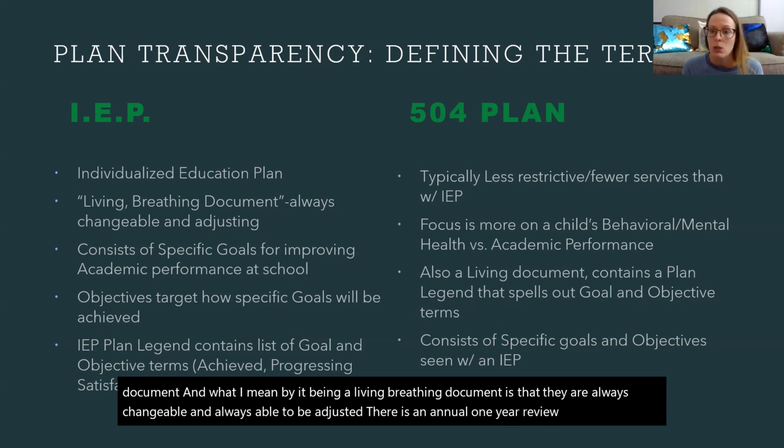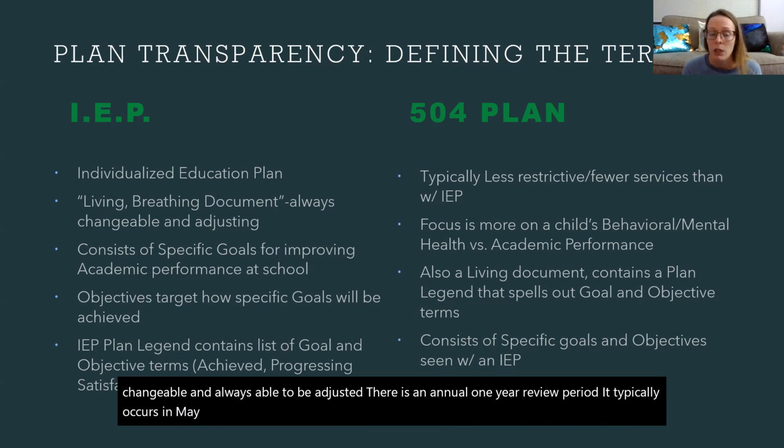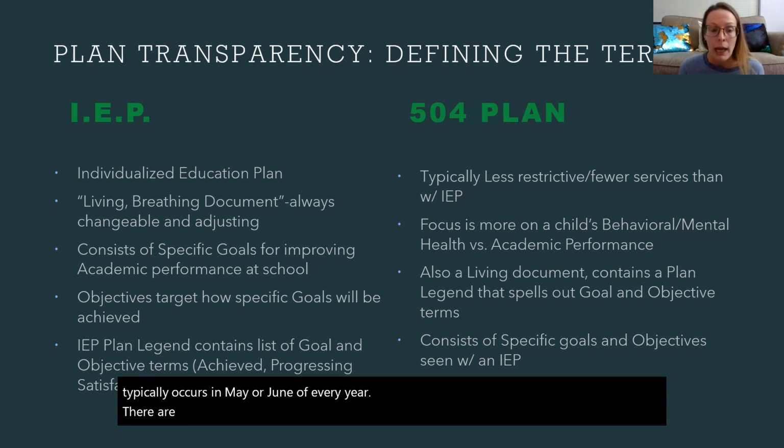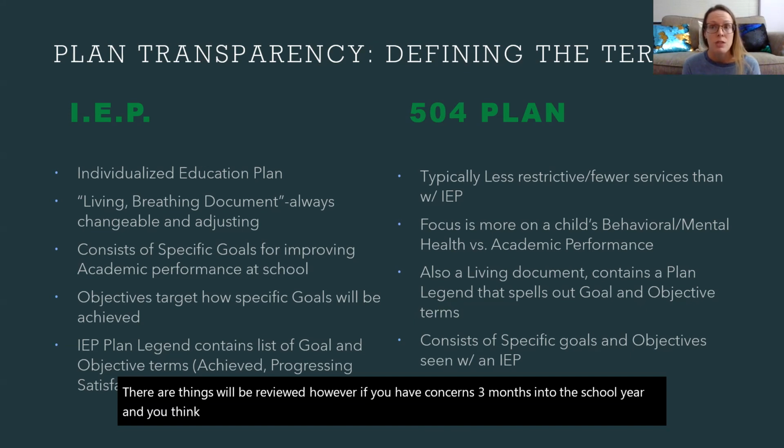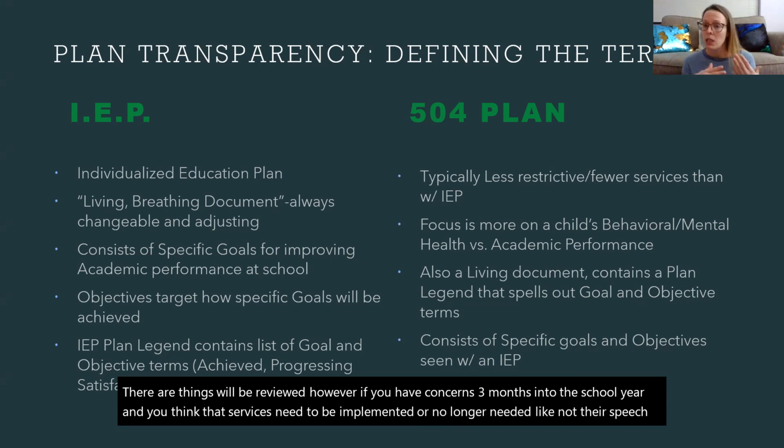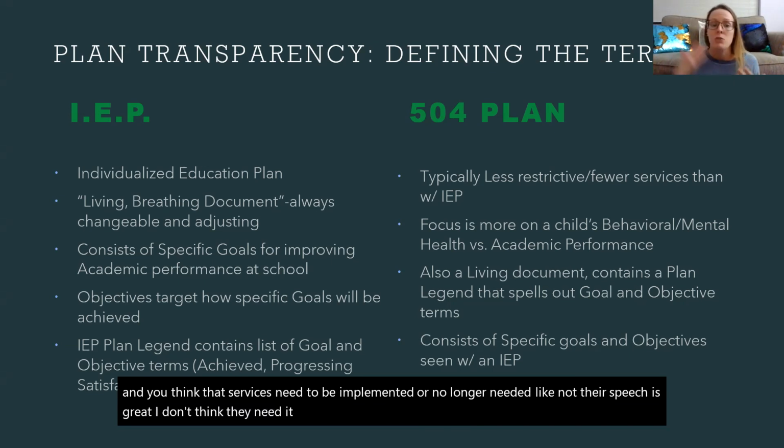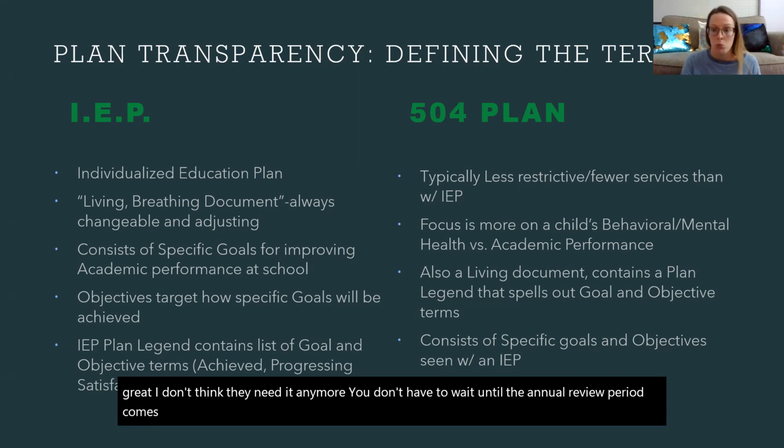It typically occurs in May or June of every year, where things will be reviewed. However, if you have concerns 3 months into the school year and you think that services need to be implemented or are no longer needed, like, nah, their speech is great, I don't think they need it anymore, you don't have to wait until the annual review period comes up. You can put in a written request and you can have it changed before then.